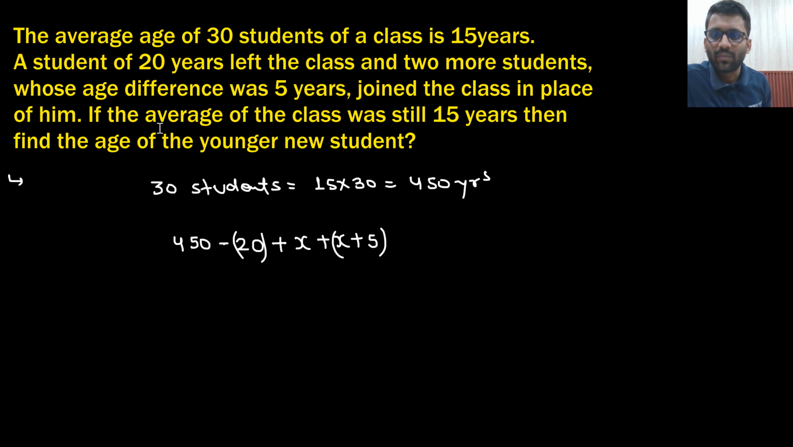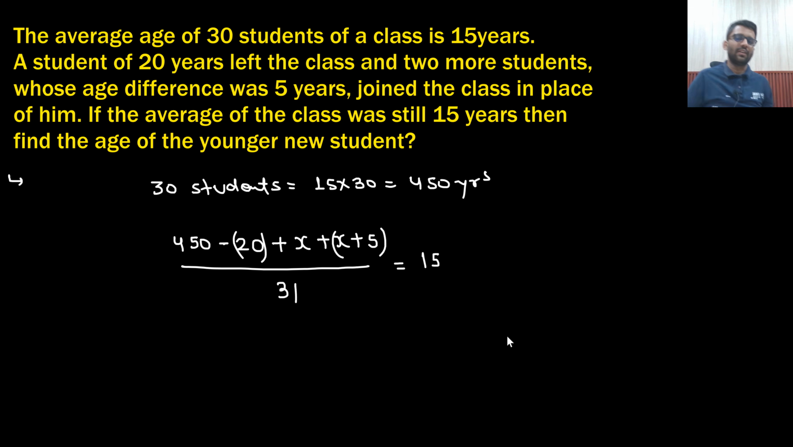They join the class in place of him if the average of the class still remains 15 years. So how many students are there? Total 30 students were there, one left, 29, and two more joined. Total 31 students are there, and still the average is 15 only. This is the equation. Then find the age of the younger new student. So you need to find the value of X.